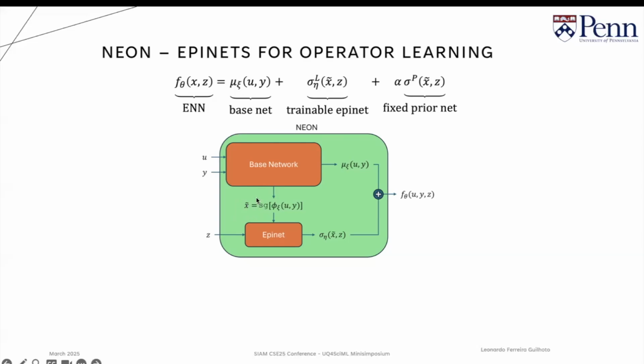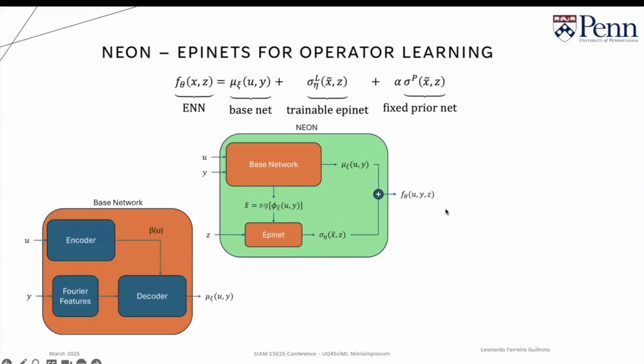This set of features x tilde is passed to the EpiNet along with this epistemic index z that is going to change at every iteration to give an output value sigma over here. And then we add these two components over here to give our final prediction f theta.